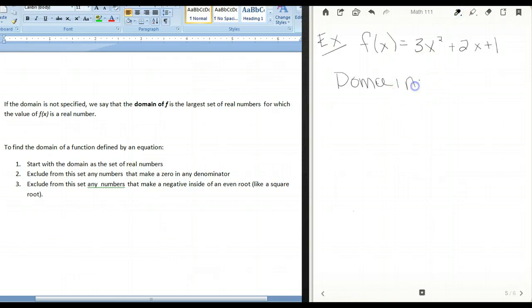So bad. Okay, there we go. All real numbers. Okay, so we can say the domain is all real numbers here.